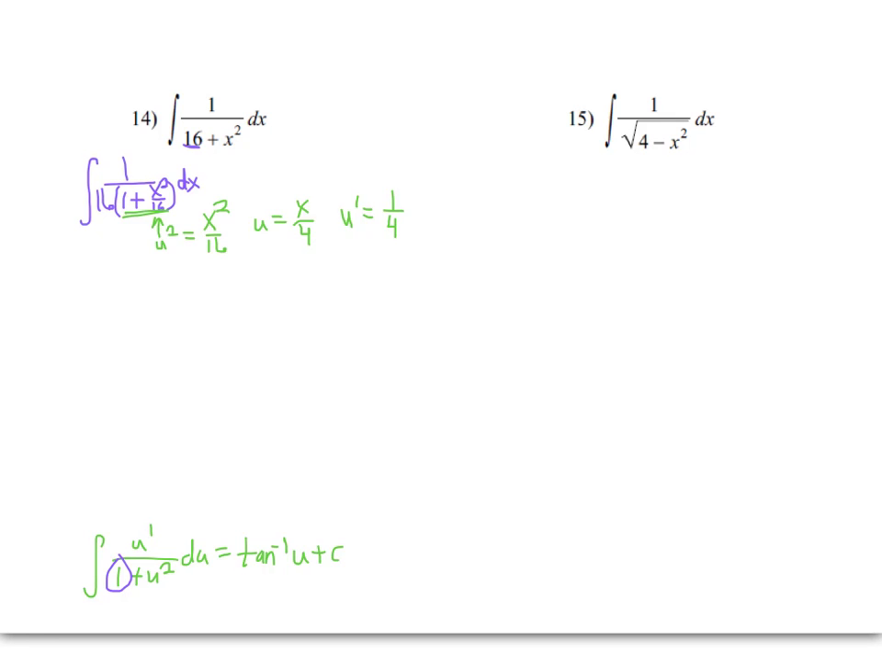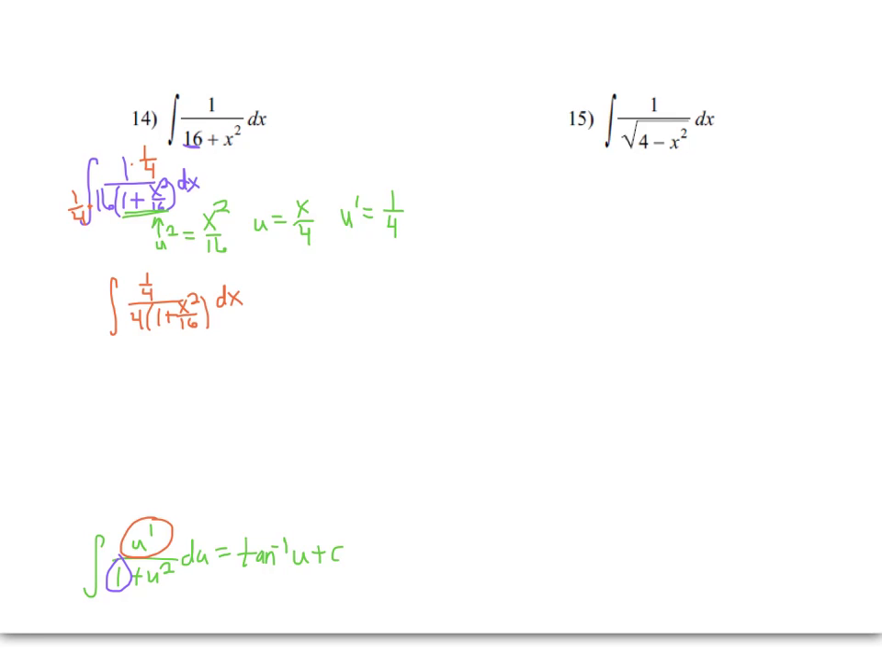So here's what needs to happen. When I look at what I have in my problem, I have a 1 on top and I'm supposed to have u prime on top. U prime is 1/4, so let's multiply the top by 1/4. And that means I also have to multiply the bottom by 1/4. So now what we have is a 1/4 on top. 16 times 1/4 can cancel and give me 4. And then inside my parentheses is still 1 plus x squared over 16.